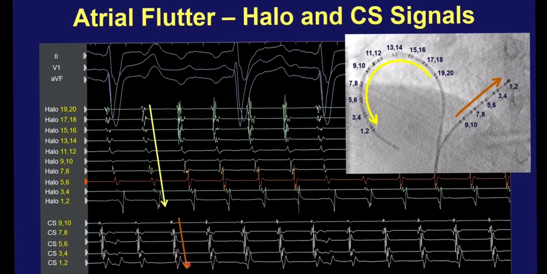out toward 1-2. But again, because we don't have any electrodes on the floor of the right atrium, you're going to see here a gap in time before the wavefront passes from electrode 1-2 in the halo catheter until it travels to 9-10 in the coronary sinus catheter. And that's reflected here in the absence of any signals between this part of the wavefront and this part of the wavefront.